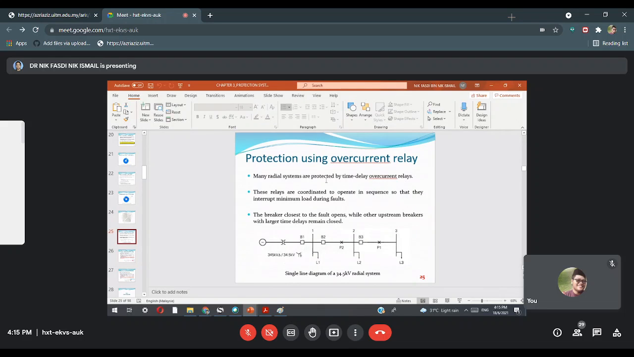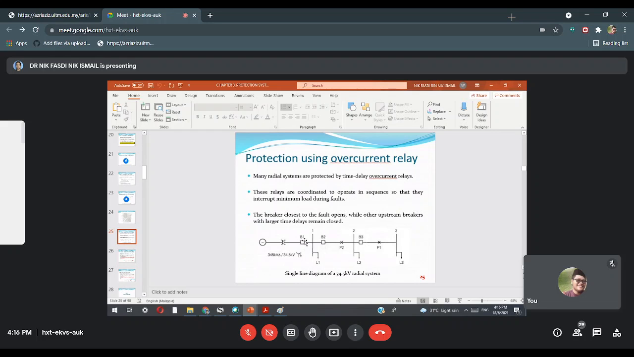Okay, protection using overcurrent relay. Many radial systems are protected by time delay overcurrent relays. These relays are coordinated so that for a fault, the breaker closest to the fault opens while upstream breakers with larger time delay remain closed. So for example, we have a radial system, a straightforward series system like this. This is bus 1, bus 2, bus 3. B1 is breaker 1, breaker 2, breaker 3.